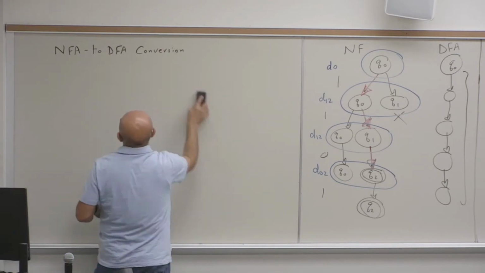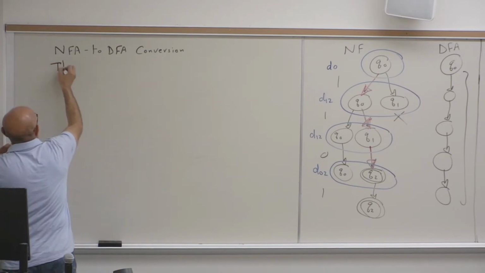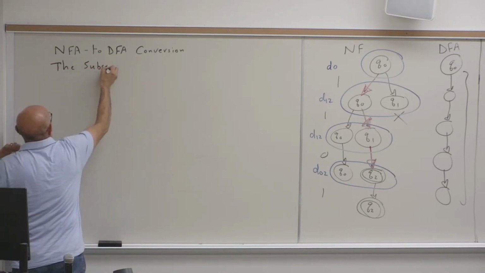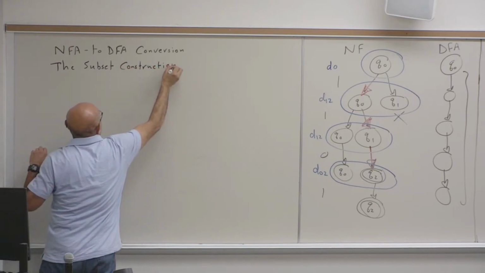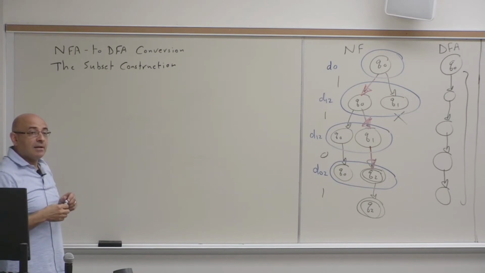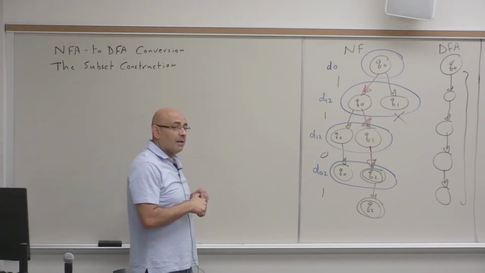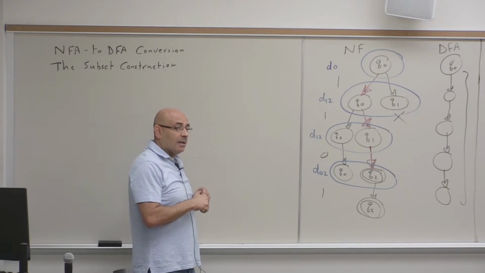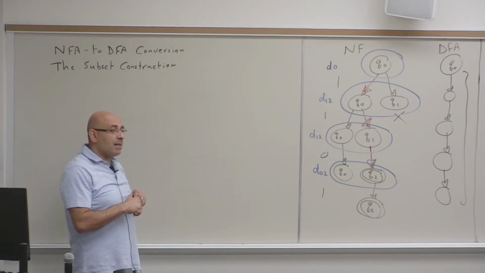By the way, this procedure for converting NFAs to DFAs is called the subset construction. Why is it called the subset construction? Is it because, in the NFA, one path is just a sum of the myriad of different paths that can be taken? No, it's not the path that is a subset.